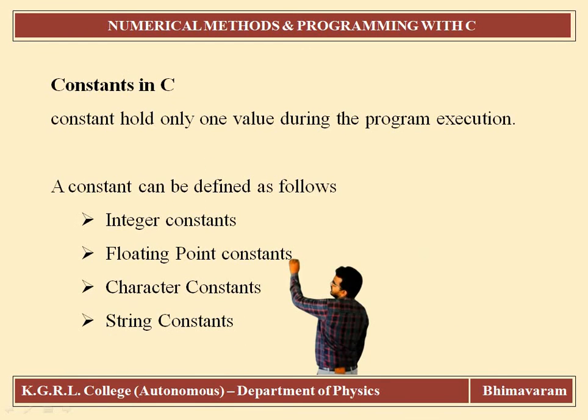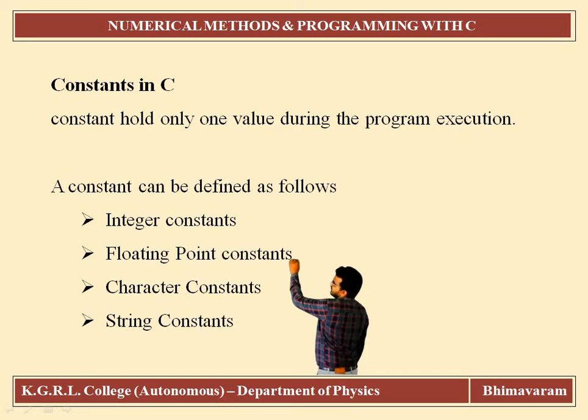Constants in C. In the C programming language, a constant is similar to a variable, but the constant holds only one value during the program execution. That means once a value is assigned to the constant, that value cannot be changed during the program execution. Once the value is assigned to the constant, it is fixed throughout the program. In a C program, a constant can be of any data type like integer, floating point, character, string, double, etc.